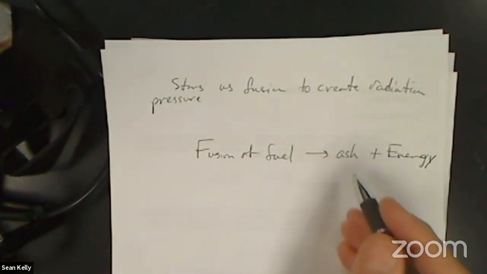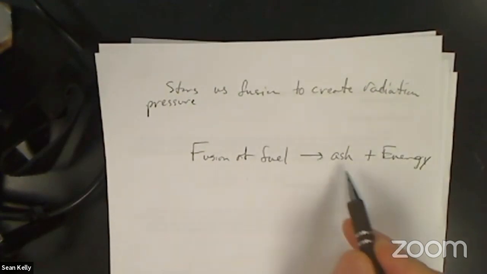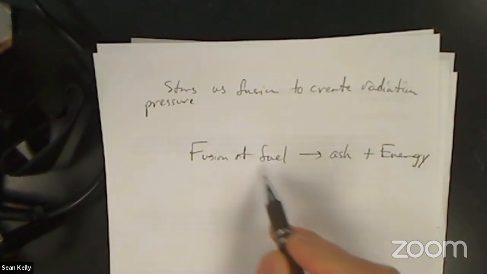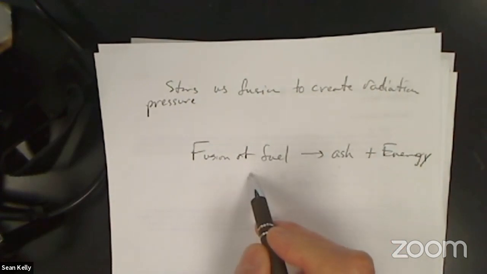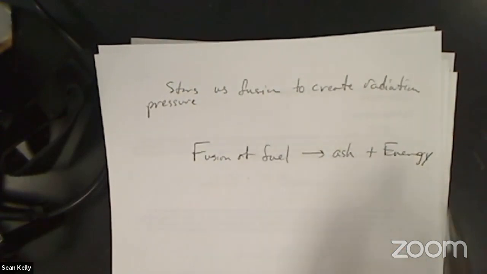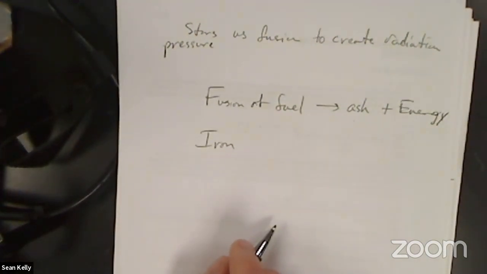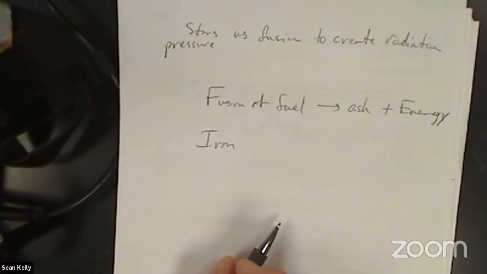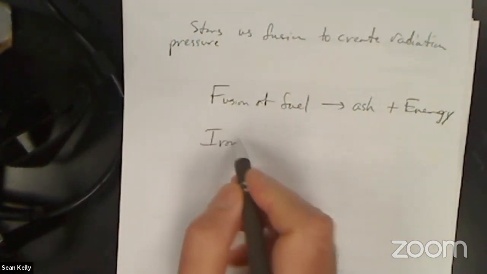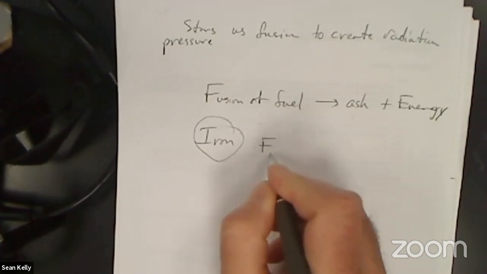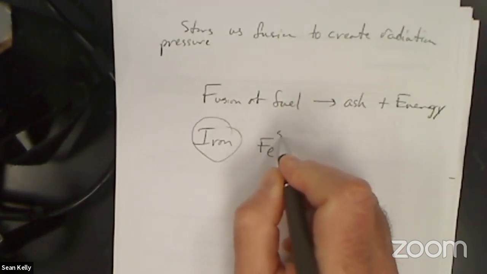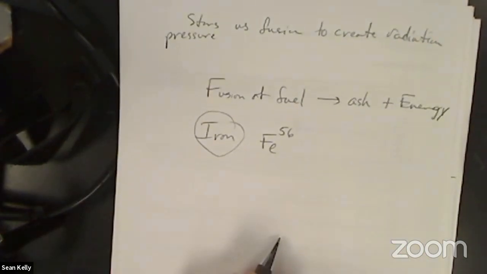Everything's great for a while, right? It could be hydrogen making helium, helium making carbon or oxygen, carbon making neon, et cetera, et cetera. But then we get to iron. Okay, so what's the problem? If you remember, iron was special. If you remember the symbol, it was Fe, and in particular Fe56.